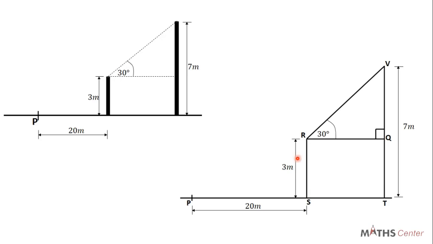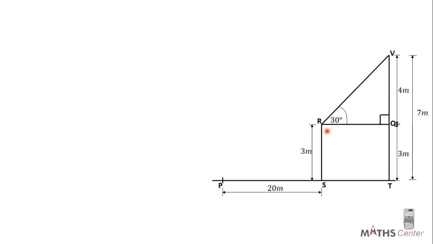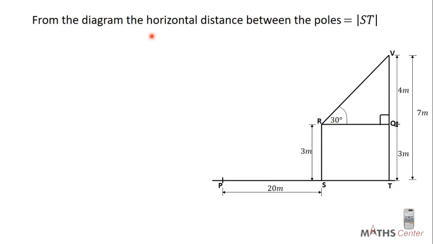We know that the shorter pole is 3 meters, as can be seen here. The taller pole is 7 meters, as can also be seen here. The angle of elevation here is 30 degrees. The first part of the question says that we should calculate the horizontal distance between the two poles. So we are looking for this distance ST. That is what the question wants us to find, and we are going to do that in the next video. So see you in the next video where we will continue solving this question.